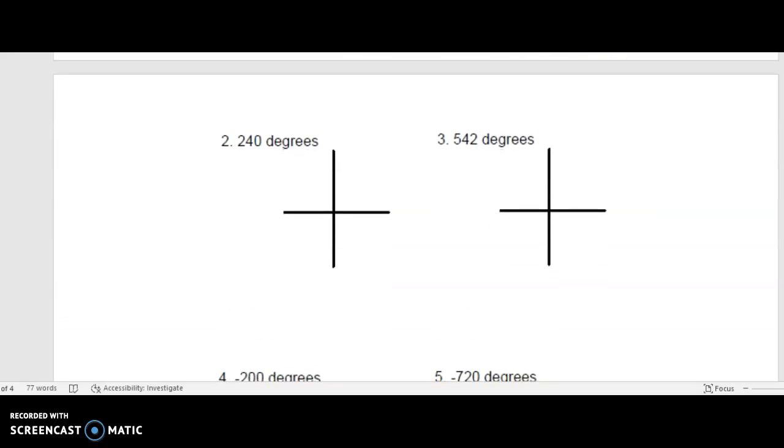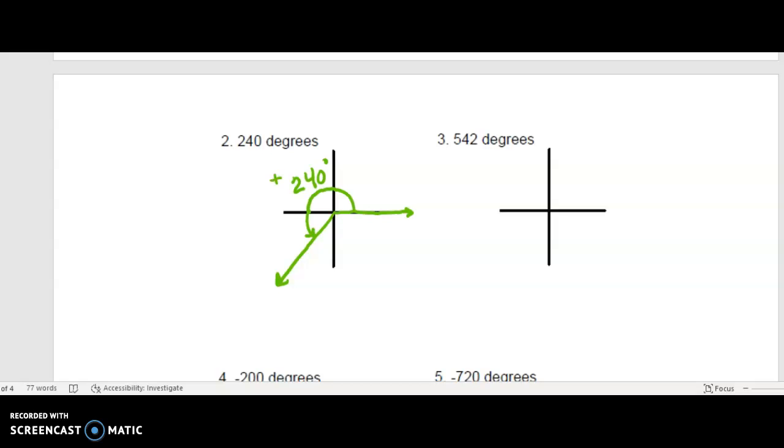Let's draw a 240. So starting on the initial side, that would be 90, 180, and we need 60 more to make a 240. So this is a 240-degree angle. Remember, counterclockwise angles are positive angles.